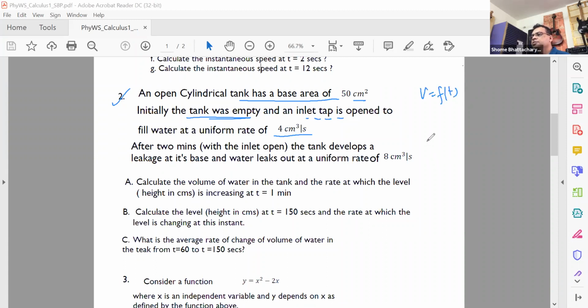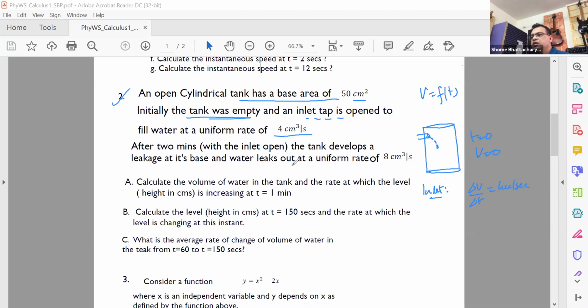Volume is changing with respect to time in such a way that at t equal to 0, the volume was 0. But then itself we started an inlet tap. So the inlet was letting water in at the rate, now we'll write this as delta V by delta T. We can write it as dV by dt also. So that rate is how much? It is equal to 4 cc per second.